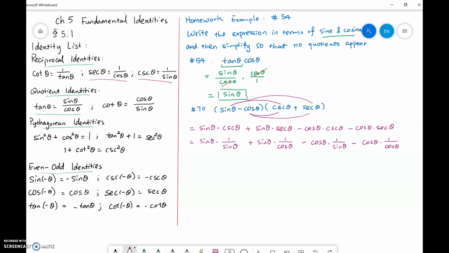Okay, so from this line we have two pairs of expressions. We can use either the identities or algebra. The first one we see is sine of theta multiplied by 1 over sine of theta. Just like 2 multiplied by 1/2, or 3 multiplied by 1/3, sine of theta multiplied by 1 over sine of theta equals 1. Same thing for cosine of theta and 1 over cosine of theta.